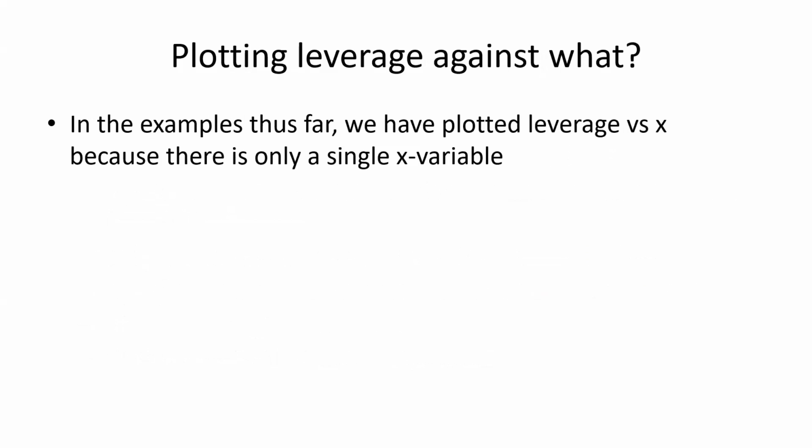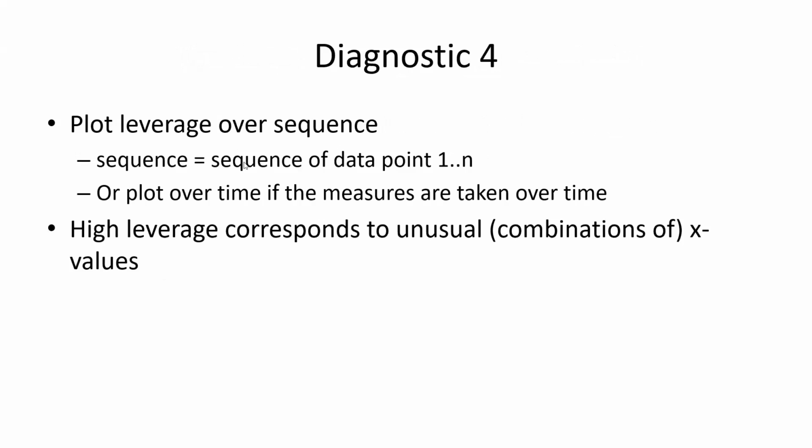So we are looking at diagnostics, and all of these things are plots. So we're looking to plot the leverage against something. So far we've plotted against the X variable, but there was only one. When I have more than one X variable, that's not the right way to go. So I have to order them in some way. So I could make a sequence of the data points from 1 to n. If I have taken the observations over time, I could plot them over time. I could also plot them against something else like fitted value, just to get some order out of it. It doesn't matter a lot. You're just trying to identify.